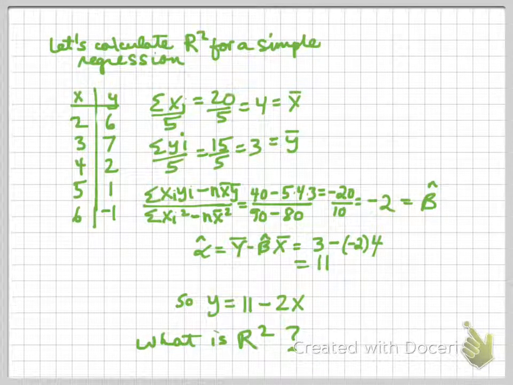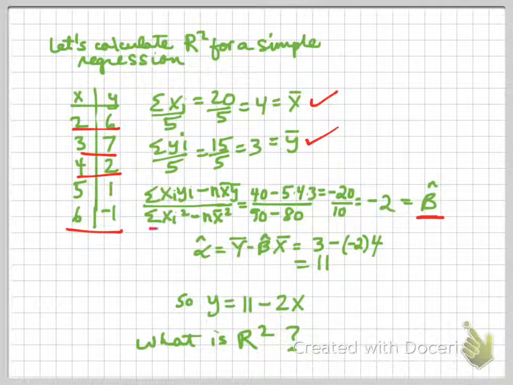Let's actually calculate it with a simple data set. So we have some data. X is equal to 2, 3, 4, 5, 6, and then we have y's associated with each value of x. So that's our data. We calculate the mean of x to be 4, the mean of y to be 3. Then we calculate our beta hat. So we use the simplified formula.